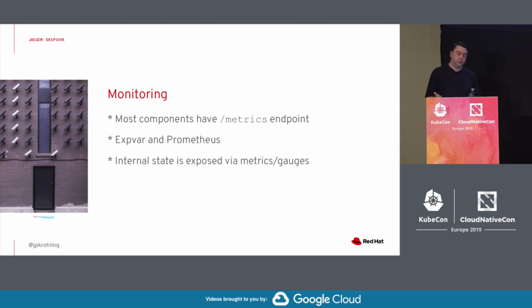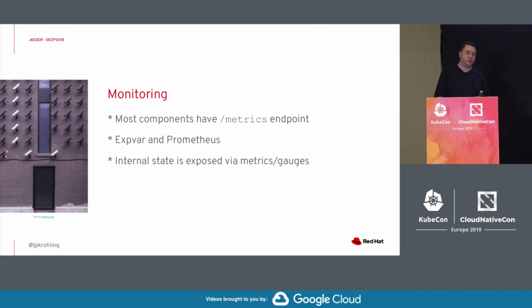Now, the beauty of operators is that we can tie everything together. If there is a Prometheus operator running on the same cluster, the Jaeger operator will just add the proper annotations to the components, and the Prometheus operator is able to auto-discover the Jaeger components. So you don't have to do anything if you have both operators running. They just find each other and metrics just flow to Prometheus.